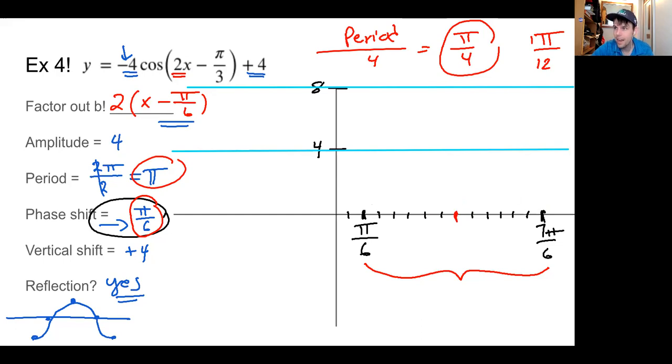Let's count it out. So this is 1 12, 2 12s, 3 12s, 4 12s, 5 12s, 6 12s, 7 12s. This is 8 12ths, which reduces to 2/3, so 2 pi over 3. That's the middle. Okay, so I've got beginning, middle, end, and now I need my quarter points.